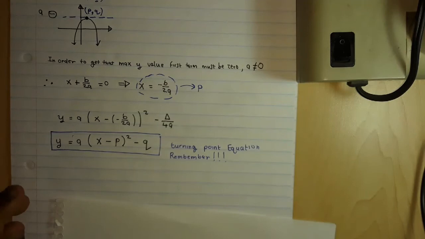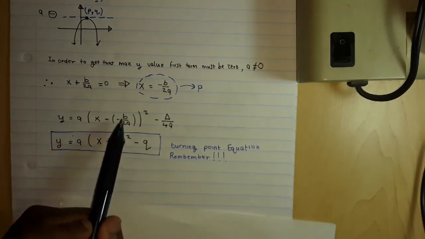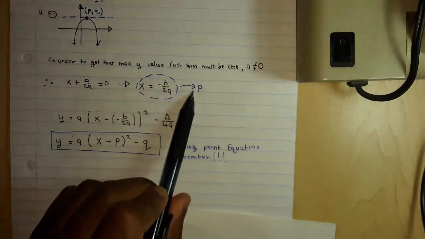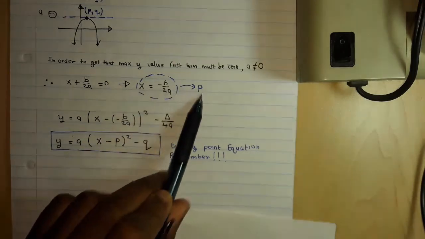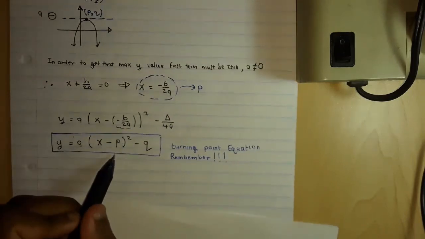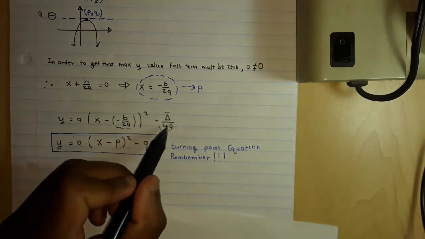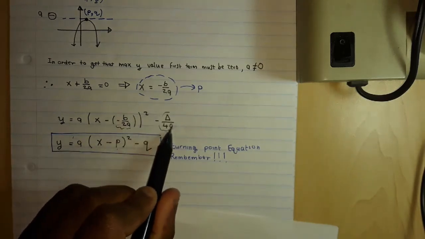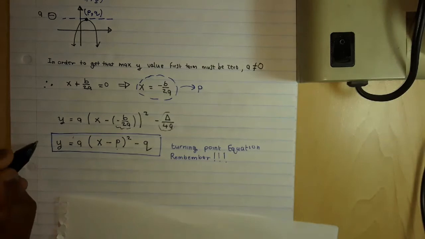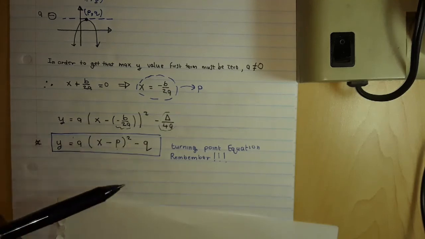So now we see that this minus b over 2a is the x value of the turning point, which is p. So instead of this, we substitute p, and this, as I've said, represents the y value of the turning point, which is q. So we write q, and this is what you should remember. So when they ask you to write the equation of the turning point, rather, I'm not sure what other terms they use for this.